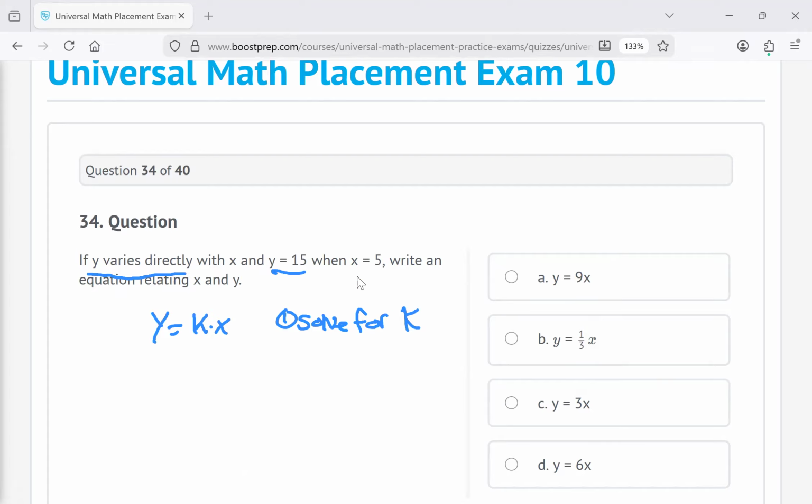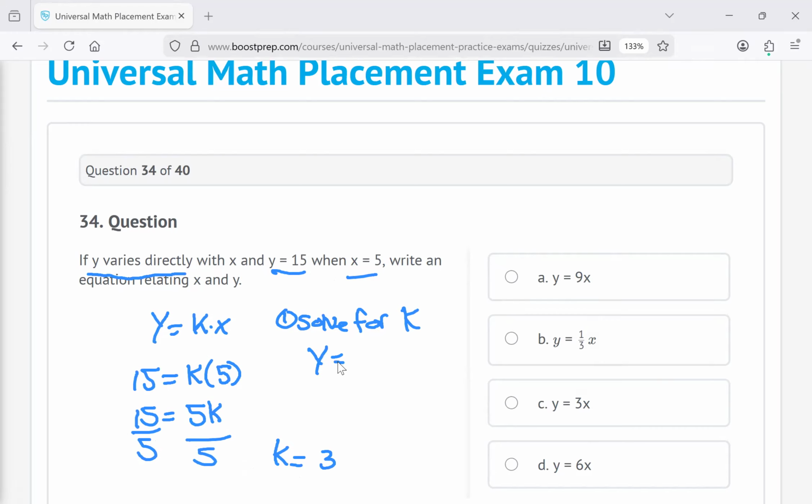So y is 15 and x is 5. So y is 15. I don't know what k is. x is 5. So that's 5k. Solve for k by dividing both sides by 5. Then k equals 3. So it's giving y equals 3 times x. And that's it, because they don't give us a y or an x. So it's just C.